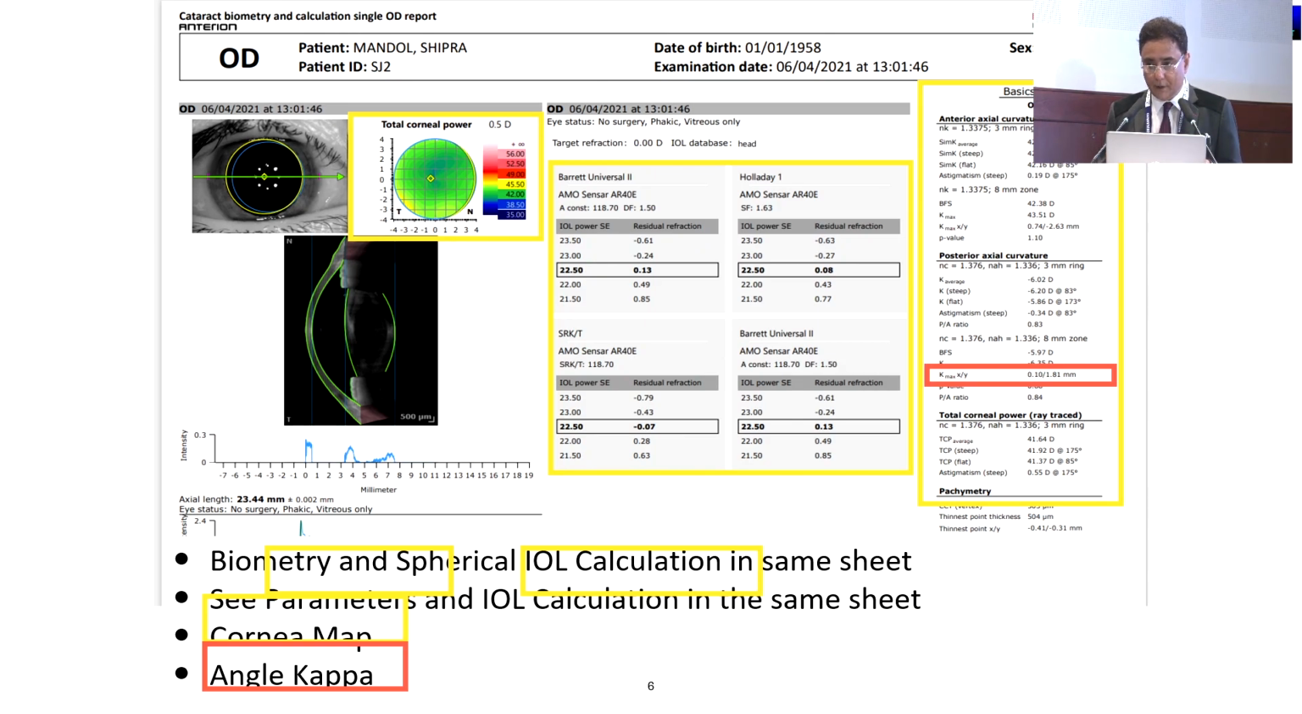Angle kappa is more relevant in hyperopic than myopic LASIK. And of course, biometry, corneal map, and angle kappa. So you have a full-on display of both eyes at the same time. You can do a Barrett calculation here, and there is a Holladay calculation here. You can see that also on that side.